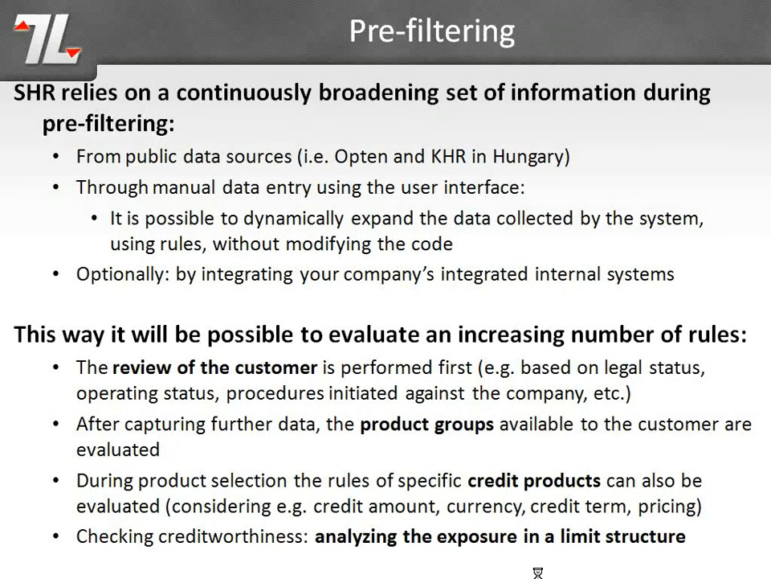So, broadly speaking, SHR operates the following way: the system gathers data about the customer, provides support for the verification and validation of the available data, and evaluates business rules using the collected data. My colleagues will show in their presentations the screens where the data gathered about the customer can be displayed and edited, and where the results of the rule-based verifications are displayed.